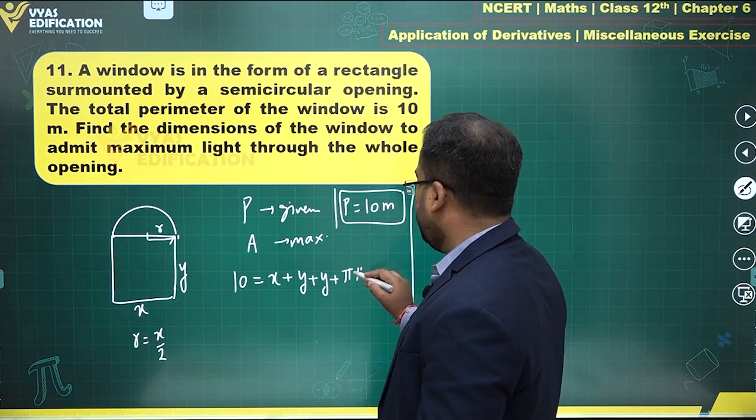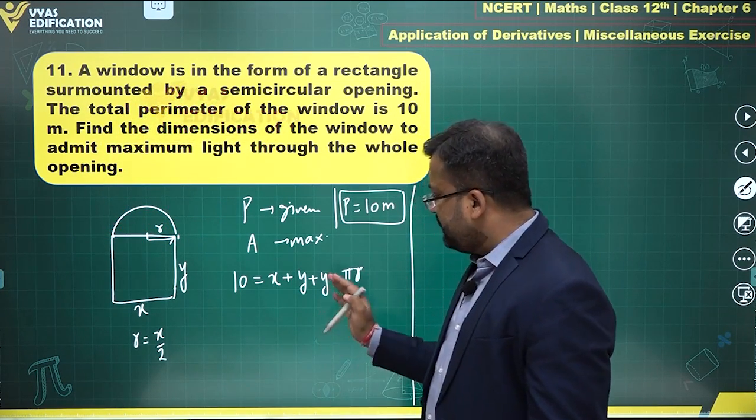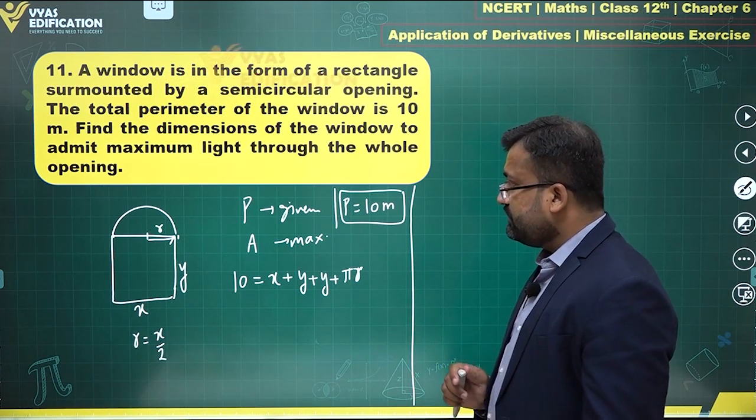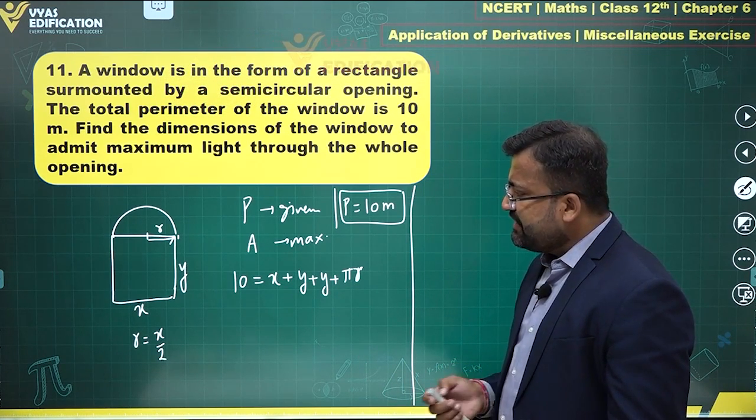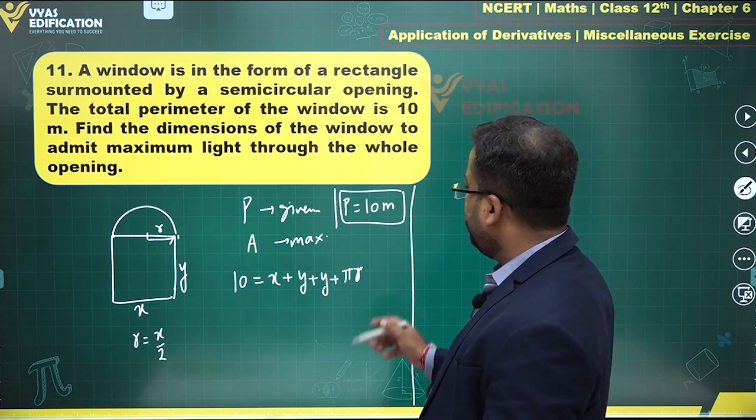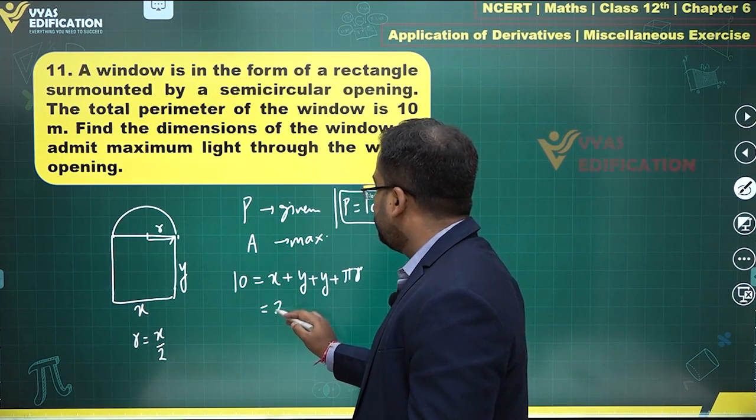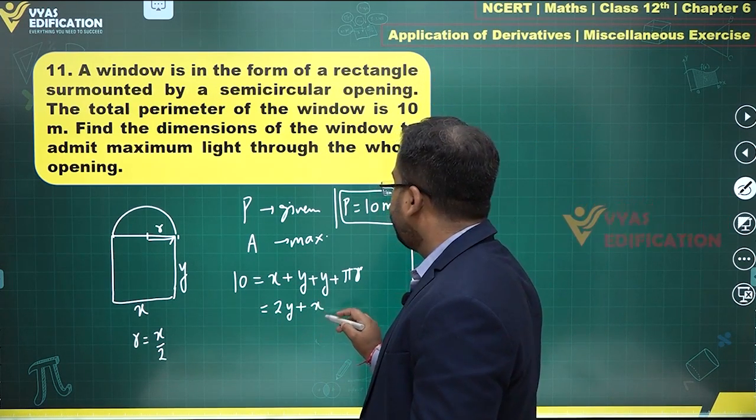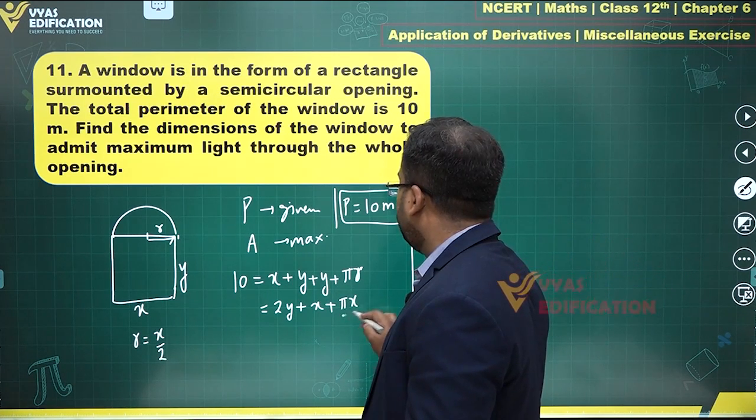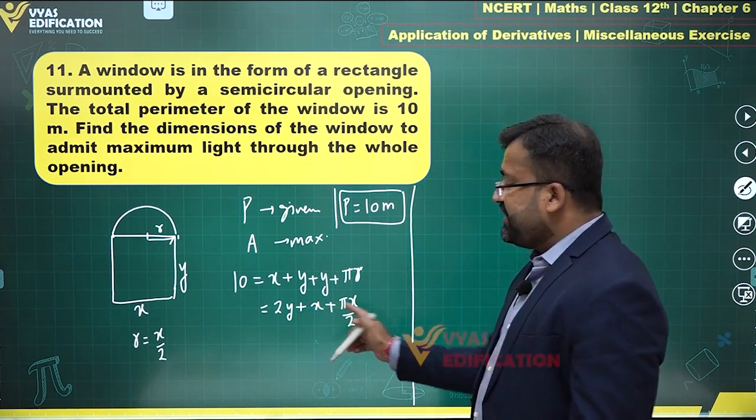Let's write pi r only. This is one of the relations, right? And radius is simply x by 2. So I can write pi x by 2. This is 10 equals 2y plus x plus pi x by 2. Okay, you have a relation between x and y.